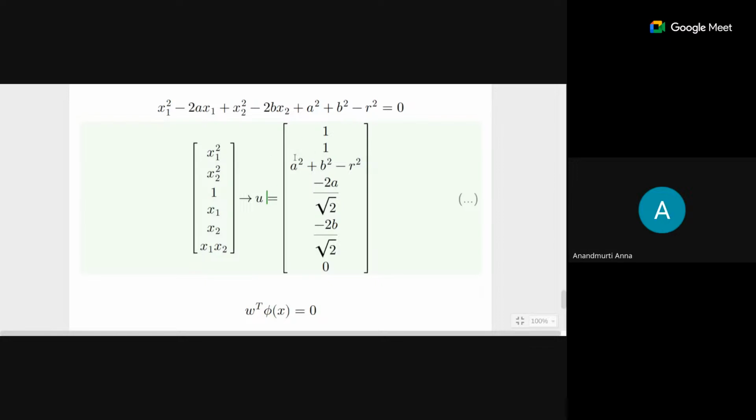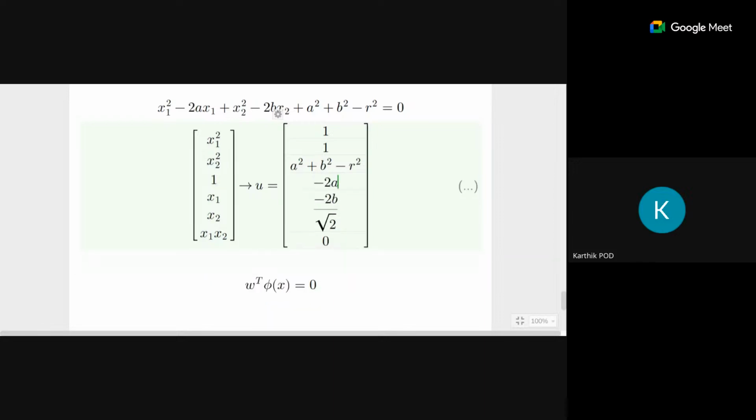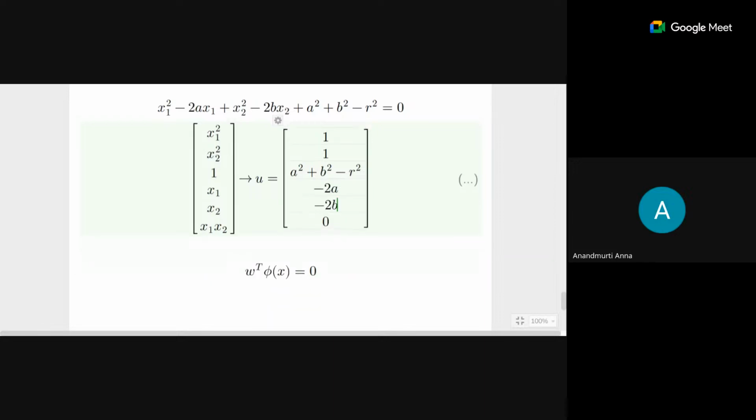For example, a square plus b square minus r square will be there in the first place. So the coefficient for that will be 1 for a square plus b square minus r square, if I'm getting it correct. Yes, wherever the scalar value 1 is, the corresponding coefficient here will be a square plus b square minus r square. Got it. I'm able to understand now. Thank you.